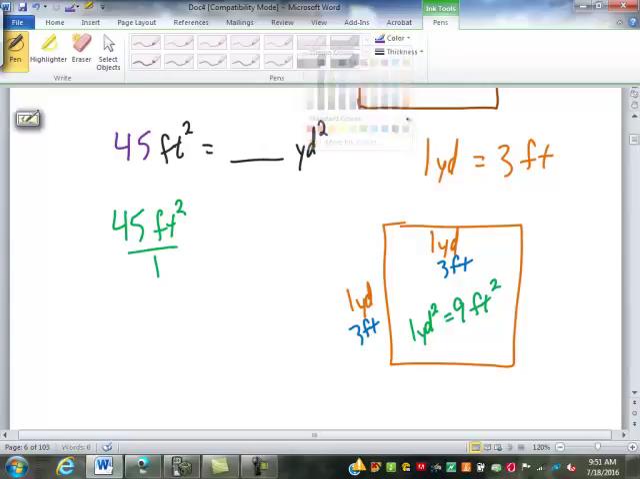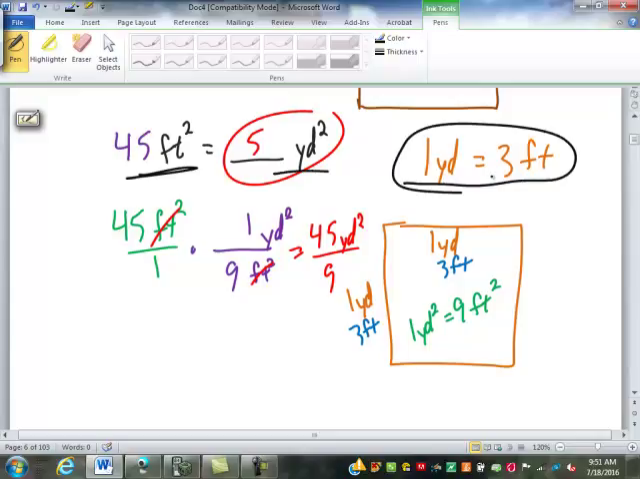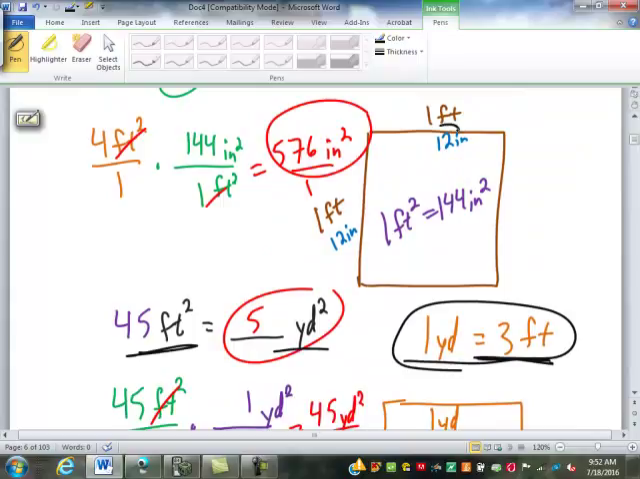So if we convert 45 square feet over 1, square feet going into square yards, 1 square yard is 9 square feet. You get 45 square yards over 9, which divides out to be 5 square yards. What you see happening here is when we're going into square units, or units of area, our conversion from our length gets squared. 3 squared is 9. 12 squared is 144, which is what we converted by for feet to inches.